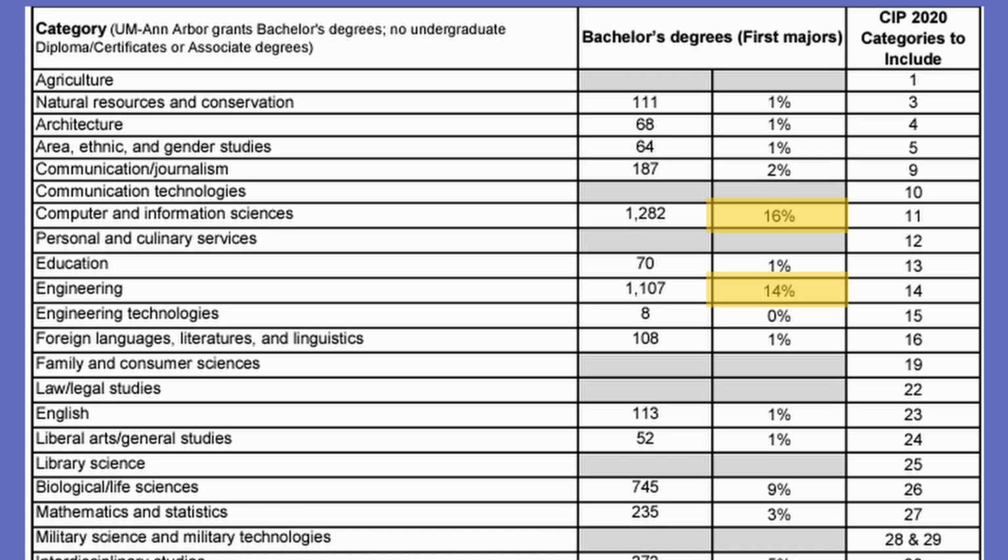You can see there are a lot of grads in those areas. This will help you understand the vibes of the campus. Is it super interdisciplinary, or does it seem to have one major focus?